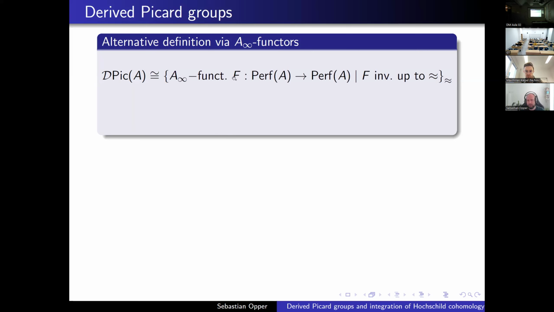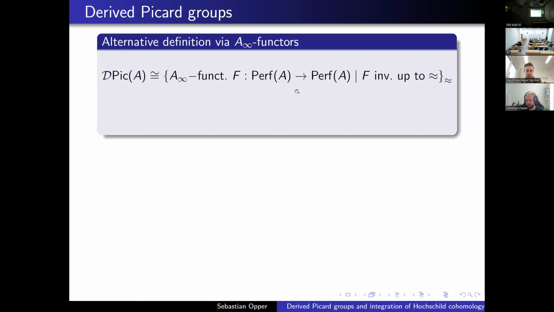So, similar to triangulated functors between perfect complexes, you now take A infinity functors between perfect complexes, and they also come with a natural enhancement. Then F needs to be invertible up to some equivalence relation, which I will denote by this approximate sign. And in the same way you took isomorphism classes of bimodules for the derived Picard group, in this case you take equivalence classes of functors.